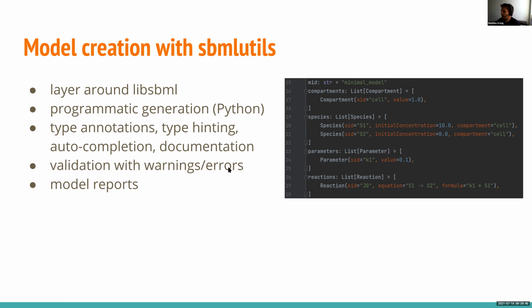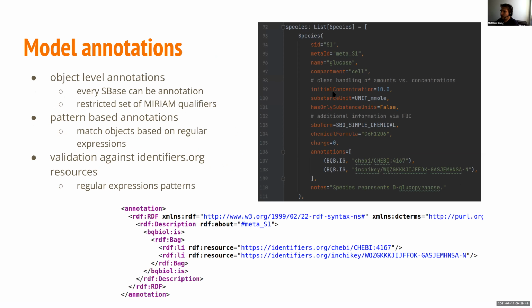You have validations and model reports. Importantly, we have direct support for model annotations. There are annotation fields on all the species where you can mainly use the identifiers.org shortcuts to annotate. You have object level annotations, meaning every object can be annotated. We're restricting that to the MIRIAM qualifiers for now.